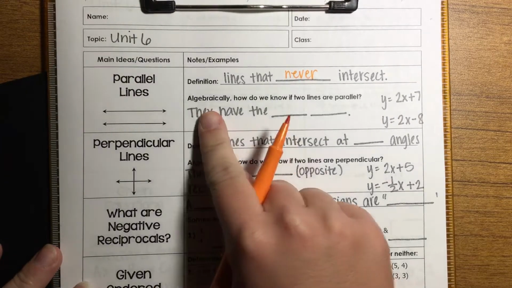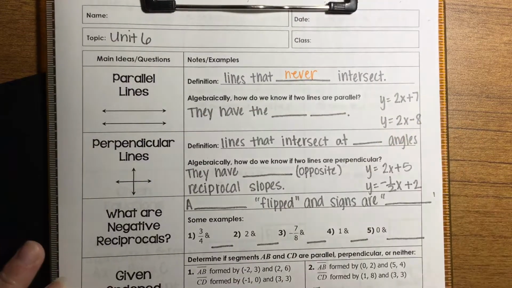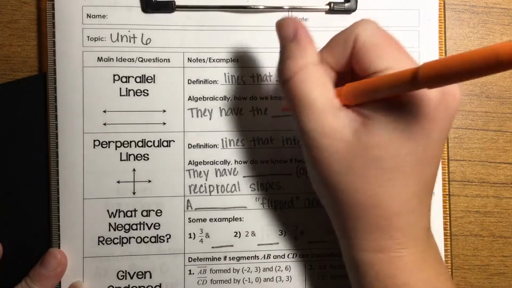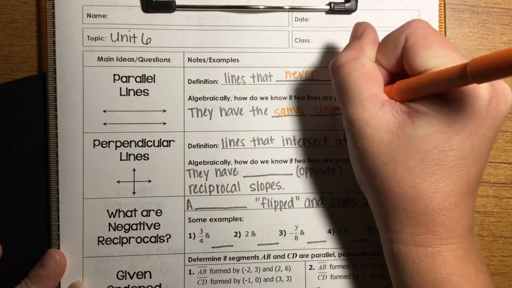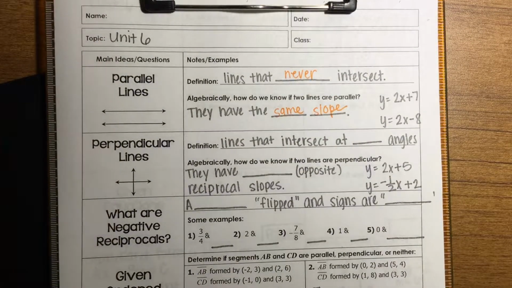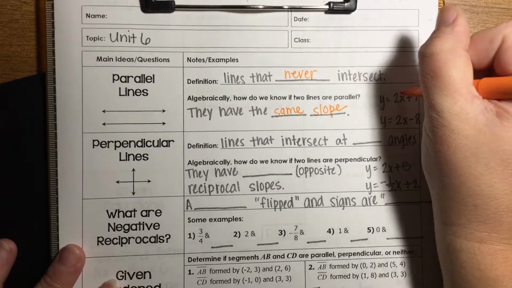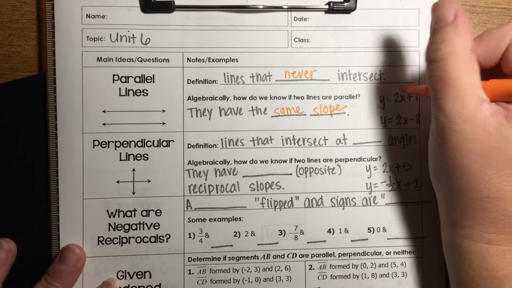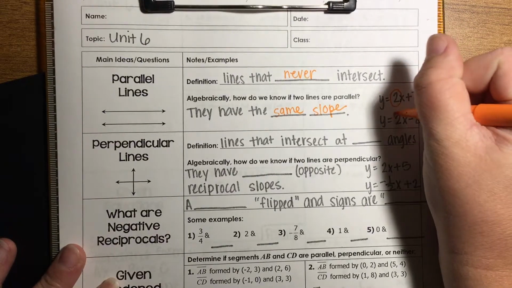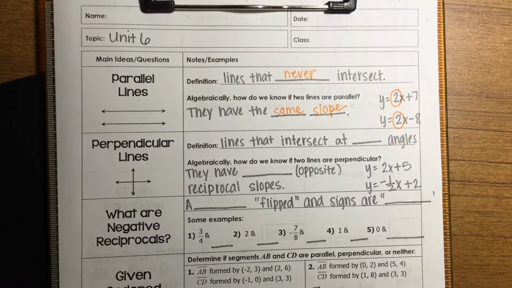Algebraically, how do we know that two lines are parallel? They are going to have the same slope. So for two lines to be parallel, they have the same slope. If I look at my example here, I know that slope is what's in front of the x. So I have 2 and I have 2. They are the exact same slope. I have a positive 2 and a positive 2.